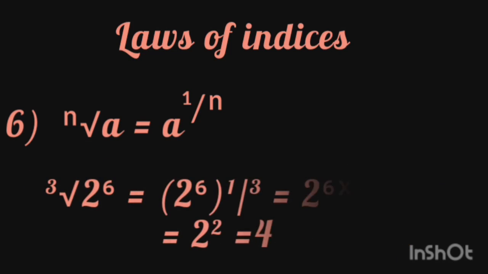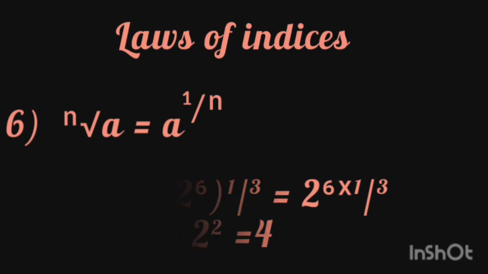Another example, we have 2 raised to the power 6, all under the cube root. For 2 raised to the power 6, we just put a bracket and add the 1 over 3. So 6 times 1 over 3 will give you 2. So we have 2 raised to the power 2, which is equal to 4.